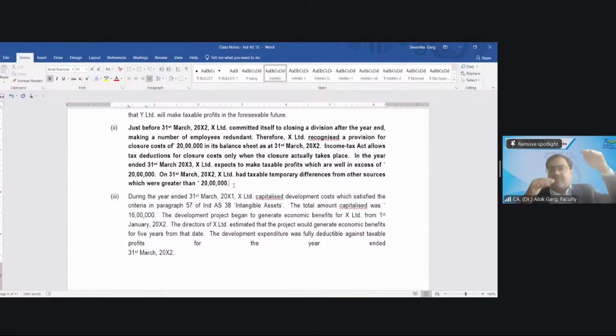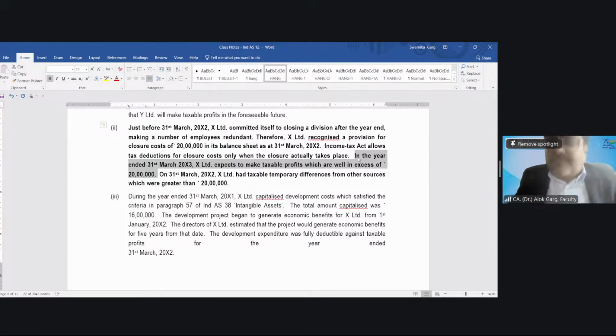What should I do? I should reduce the liability, which means create an asset. I should create a deferred tax asset. So 20 lakh multiplied by 20%, 4 lakh will be the deferred tax asset. Now, what it says is that in the year ended 2003, X Limited expects to make a taxable profit which is well in excess of 20 lakh.